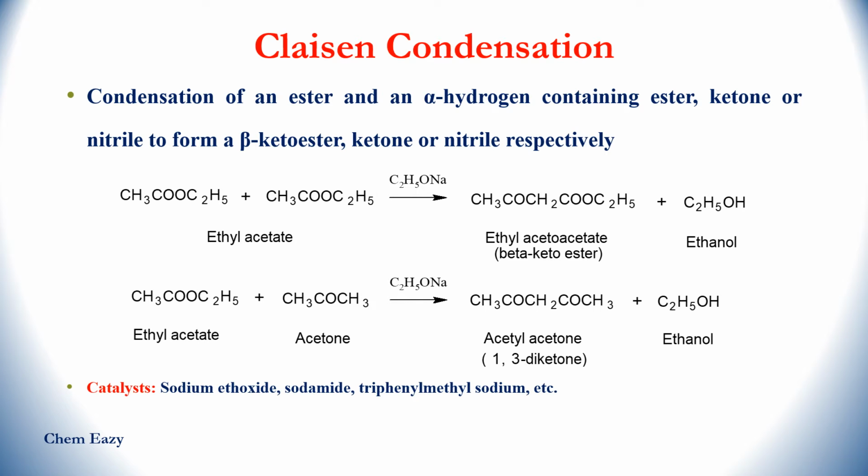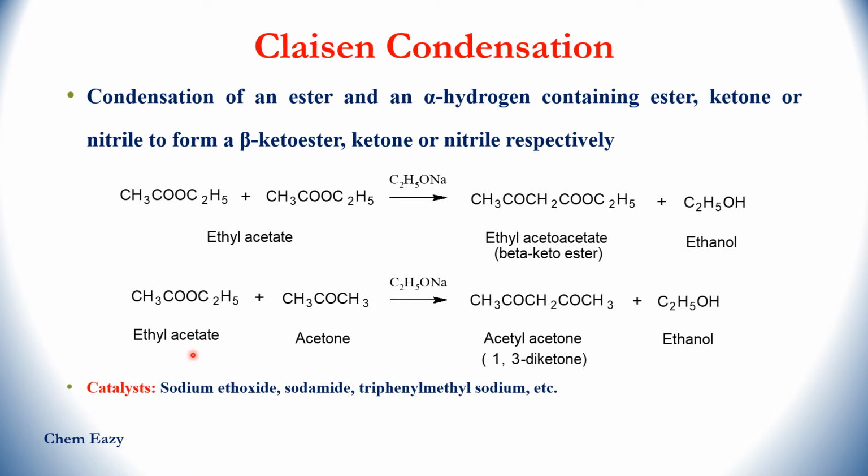In Claisen condensation, an ester undergoes condensation reaction with an alpha hydrogen containing ester, ketone or nitrile and produces beta ketoester, ketone or nitrile compound respectively. For example, if two molecules of ethyl acetate are condensed in presence of sodium ethoxide, it produces ethyl acetoacetate, which is one of the beta keto esters.